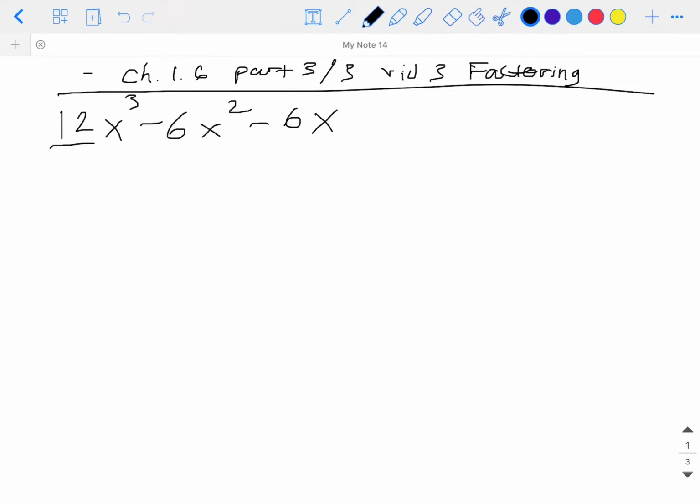Continuing on from chapter 1.6 part 3 on factoring polynomials, our goal is to factor 12x³ − 6x² − 6x completely, such that when we have the answer, we can multiply it back to get the polynomial. So I'm going to list out the factors of 12, that involves 6 times 2. And with the x³, we can lay out the three x's. Going to the second term, we have 6 and then 2 x's, and then 6x.